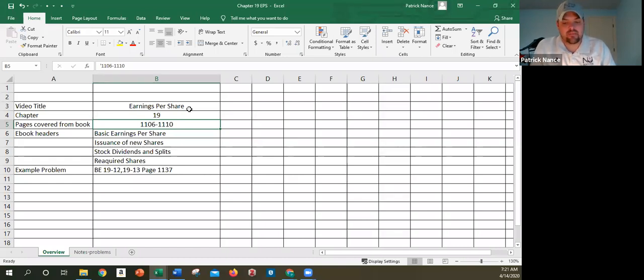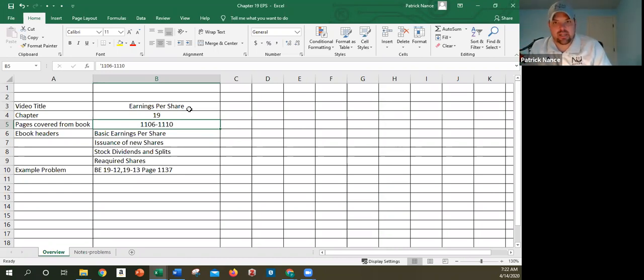Now if I have no stock transactions during the year, this is really simple. Click on page 1107, you see this company had net income of $154 million and all it had was 60 million shares outstanding. So I simply take the net income divided by shares outstanding. And that really is all EPS is, how much money they make for every share. So for every share that someone owned, this company made $2.57.